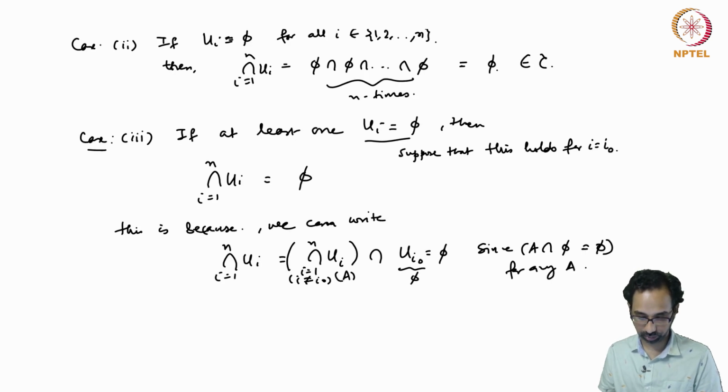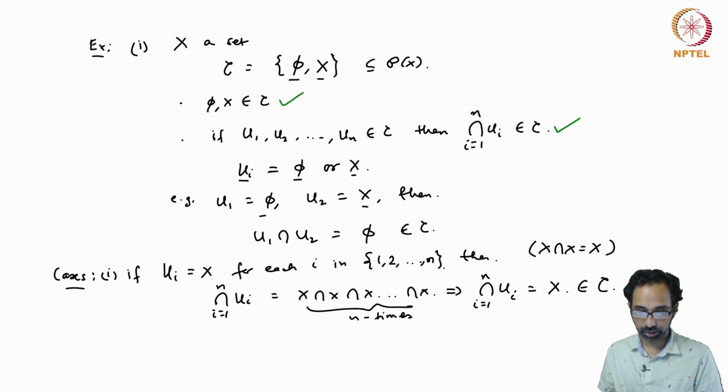So let me go back to the definition of our collection tau, which is just the collection of the empty set and the entire set X, and we have shown that all these properties that we want for a topology are valid for this collection. So this defines a topology. This is a topology on X.